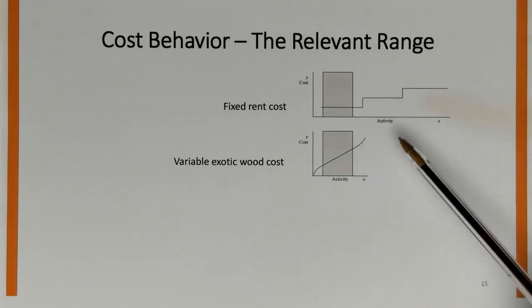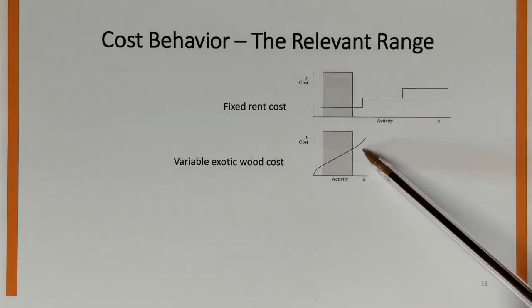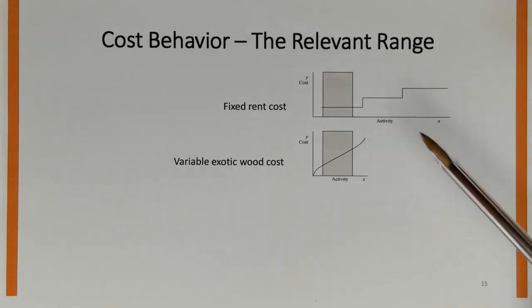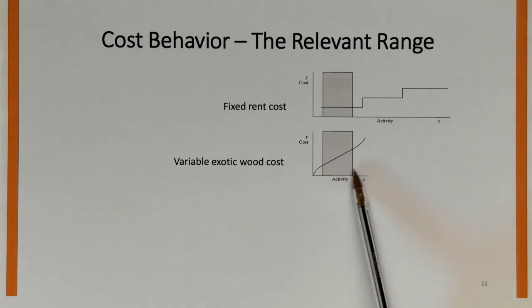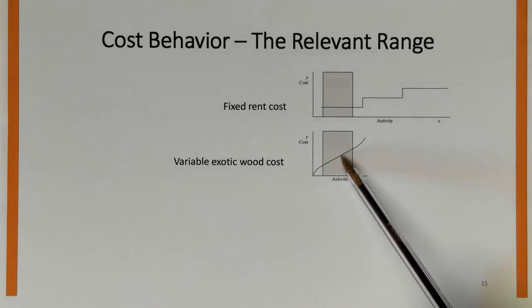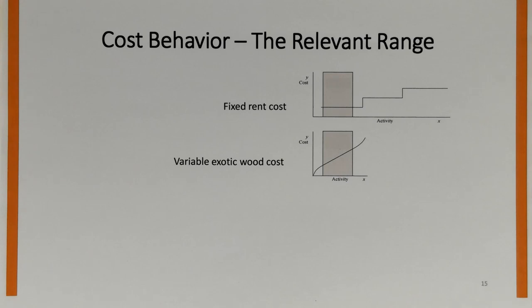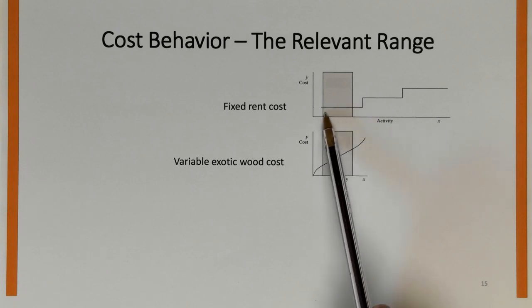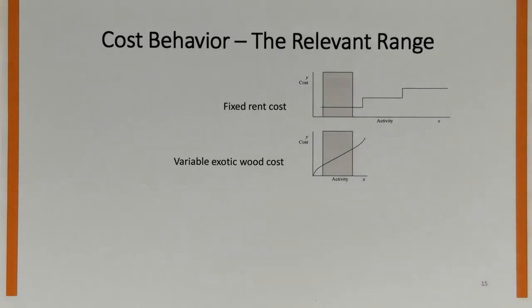It's certainly not happening with a company making little mailboxes. Are you kidding me? But I mention it because from an economic standpoint, this is in theory a possibility. So in the normal range of activity shaded in gray, we see that the variable cost line is linear and variable costs behave as we anticipated, and also the fixed cost within the shaded area, the normal range of activity, is linear and behaves as we anticipated.